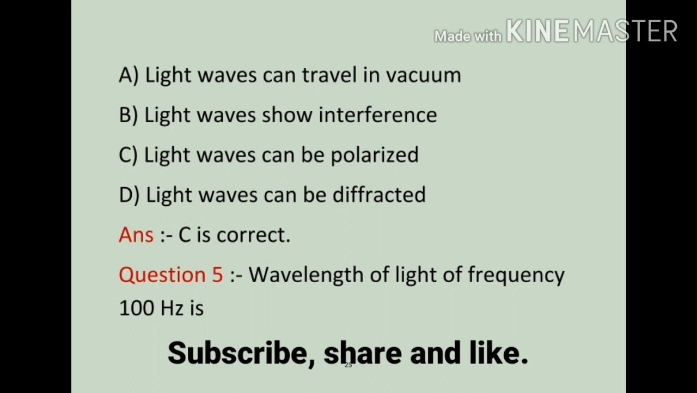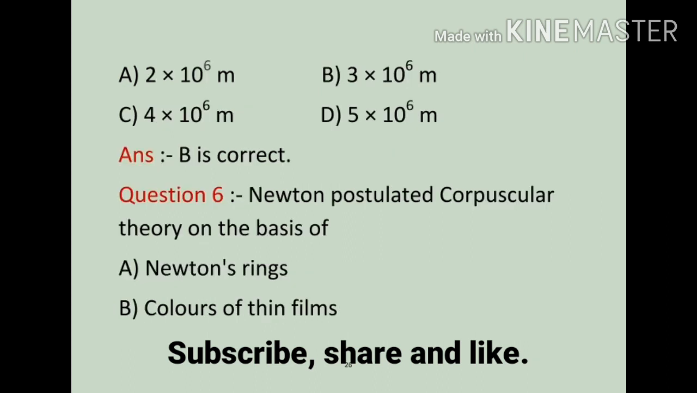Question 5, wavelength of light of frequency 100 Hz is. So here we can find out wavelength, and before going to that, the options. Option A 2 into 10 power 6 meters, option B 3 into 10 power 6 meters, option C 4 into 10 power 6 meters, option D 5 into 10 power 6 meters.